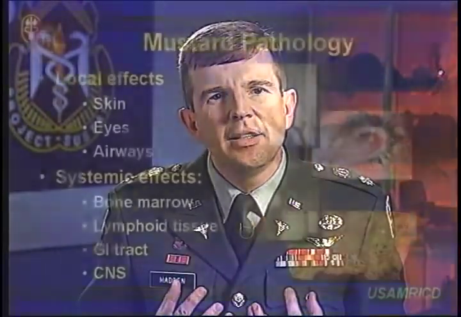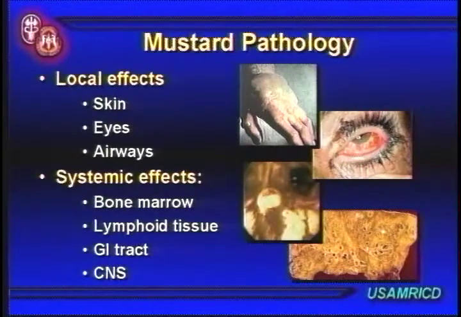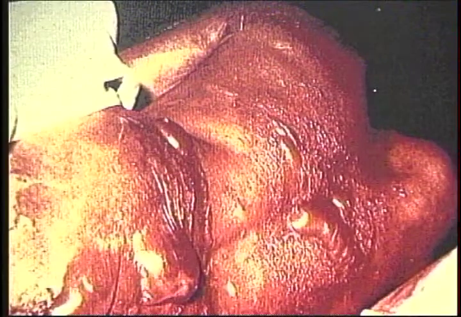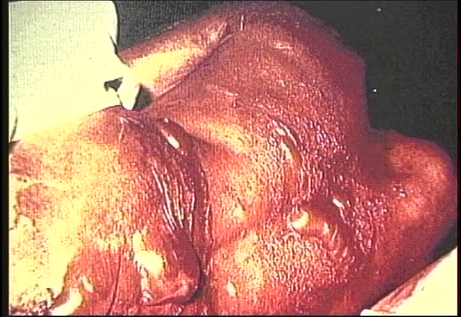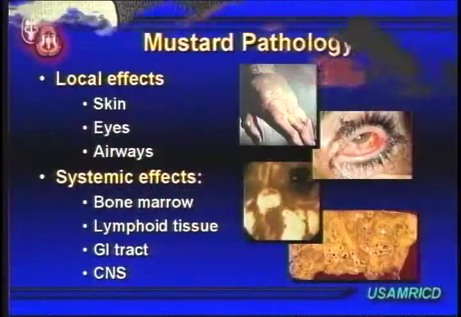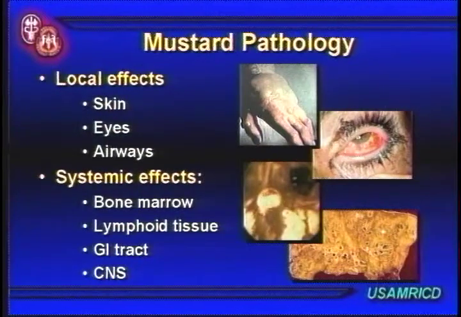We'll talk about liquids and vapors in a few moments. Mustard damages not just the respiratory tract, but also the skin and the eyes. It can produce big blisters on the skin, or it can lead simply to sloughing, to denudation of large areas of the skin. Mustard also is absorbed and distributed throughout the body and can have systemic effects on the body as a whole. Lung, blood, blister, nerve.